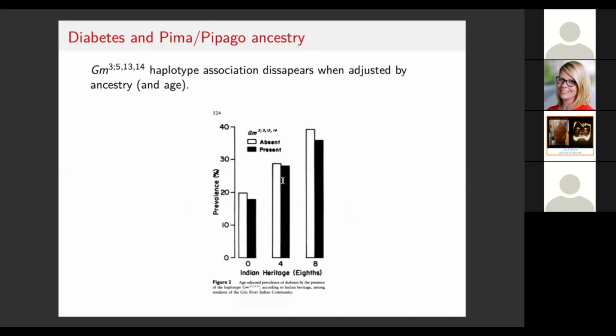So the authors actually did an adjusted analysis, and they adjusted both by age and by proportion Pima Indian heritage. And when you stratify by that, then you can see that there is virtually no difference in diabetes prevalence when you stratify by the amount of ancestry that an individual has. So this is a classic case of confounding due to genetic relatedness.